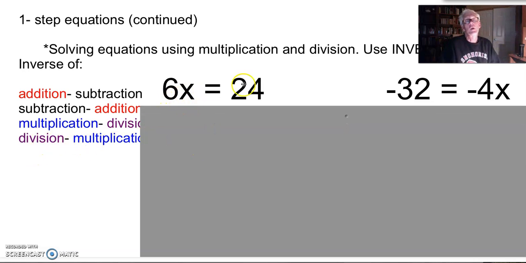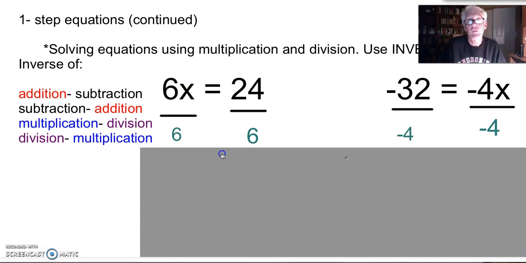6 times some number equals 24. Now, if you know your math facts really well, which I know most of you do, you know that the answer is 4. But this is what you did in your head, or one way you could do that. Since X is what we want to find and it's being multiplied by 6, we want to undo the multiplication by dividing. We're going to divide both sides of the equal sign by 6, because 6 is what's being multiplied by the X. So I do that.